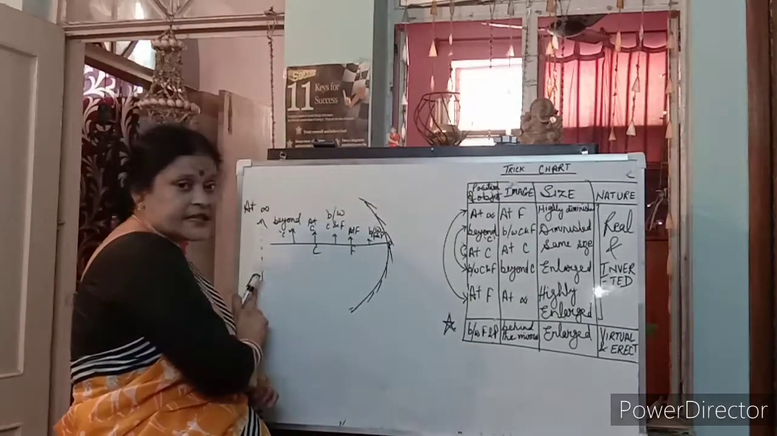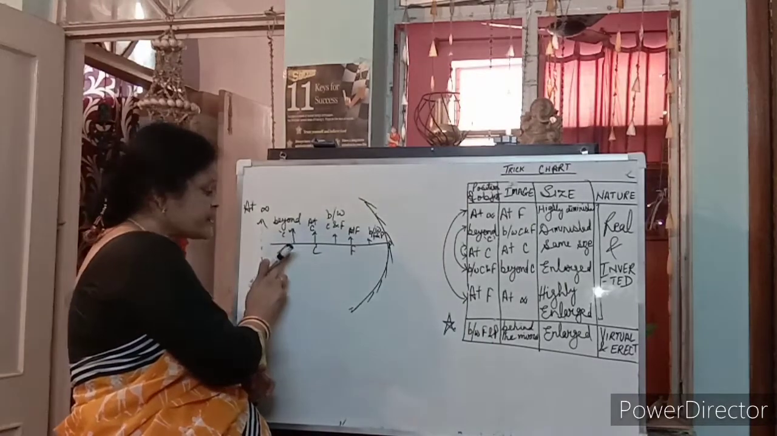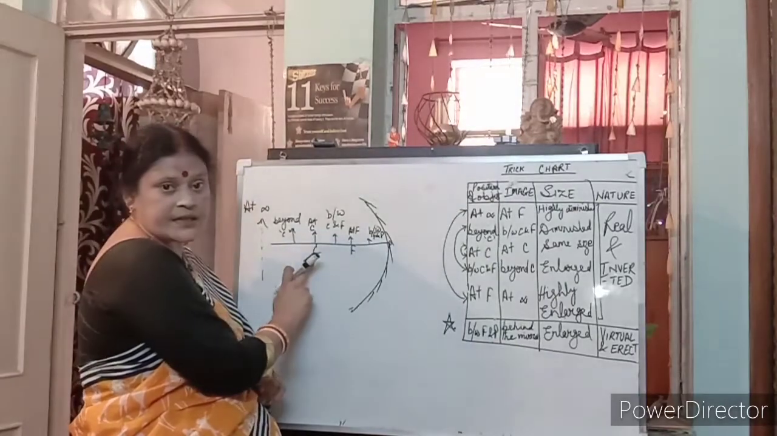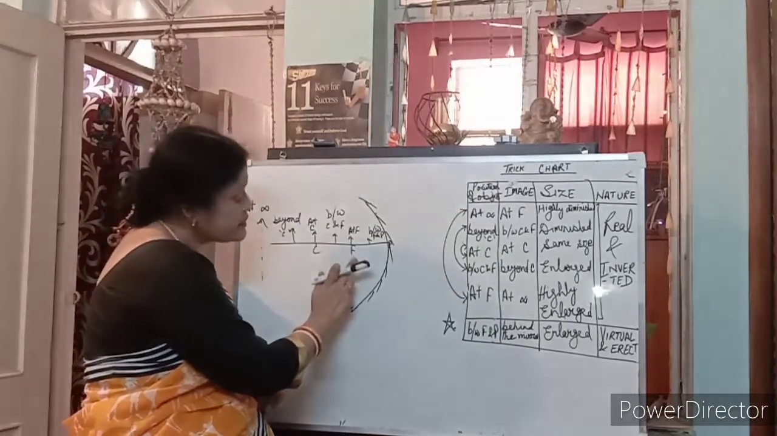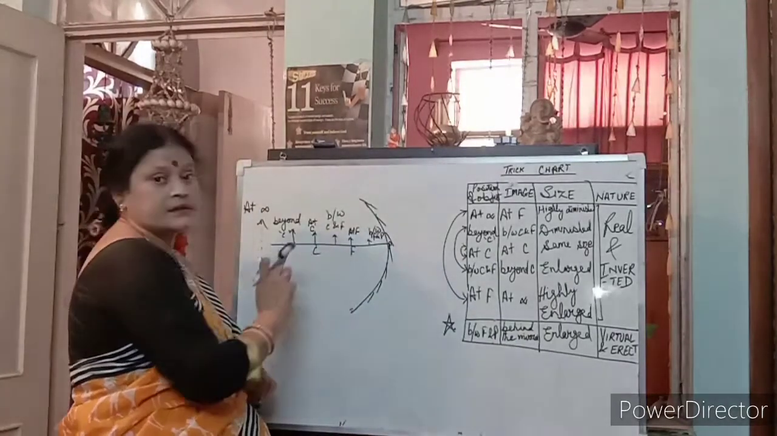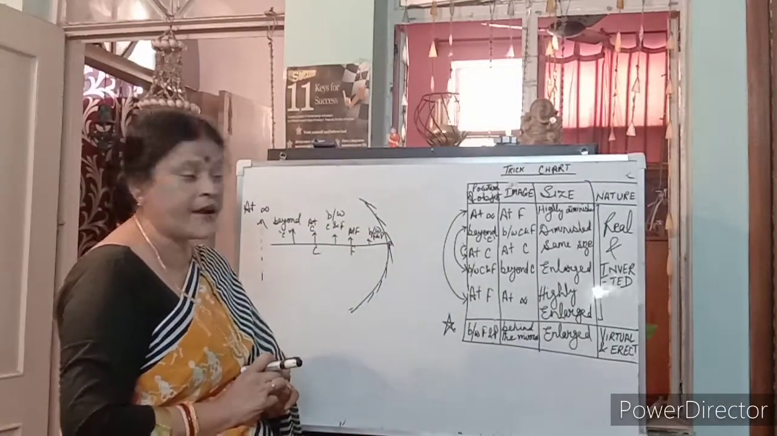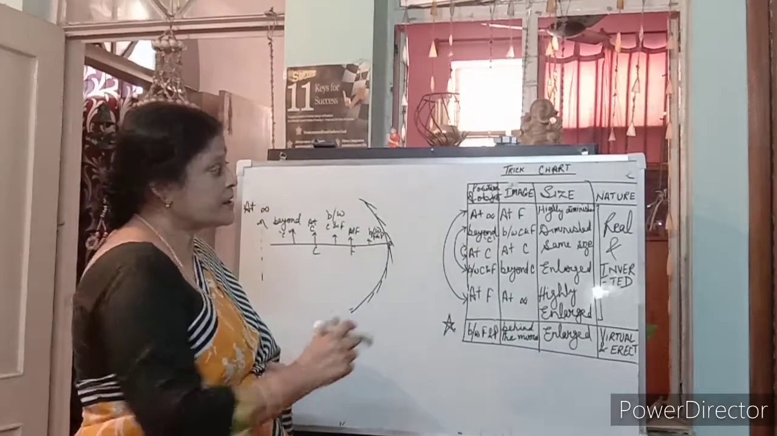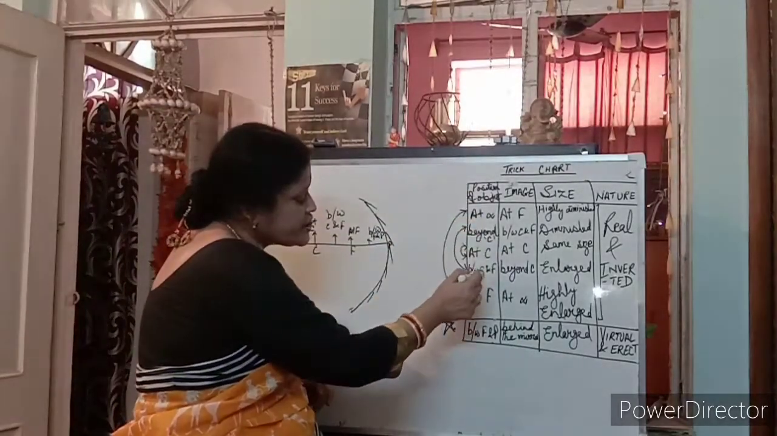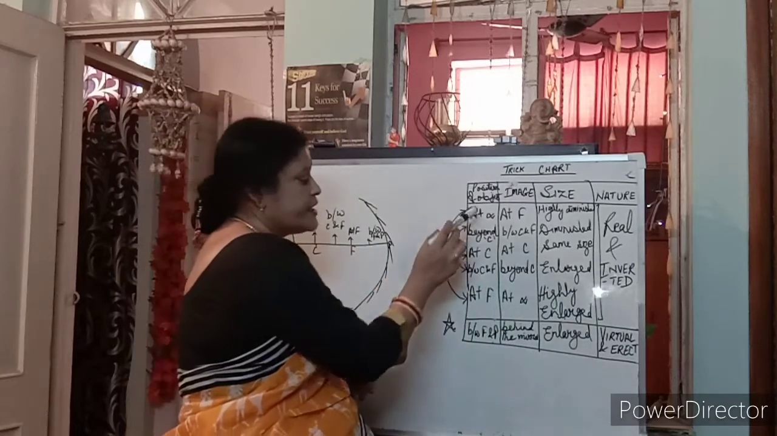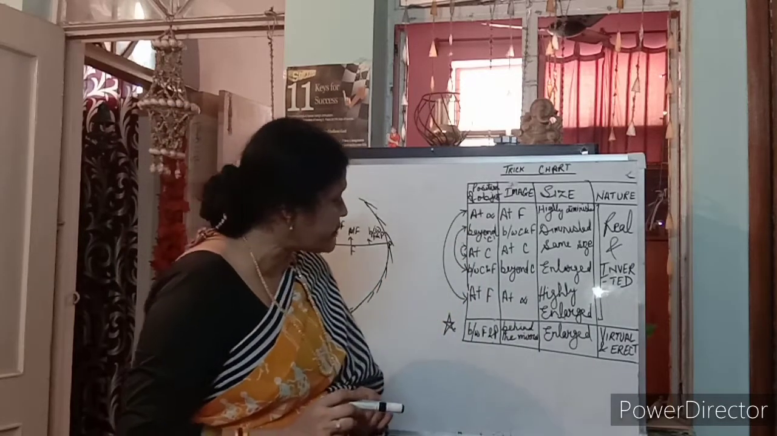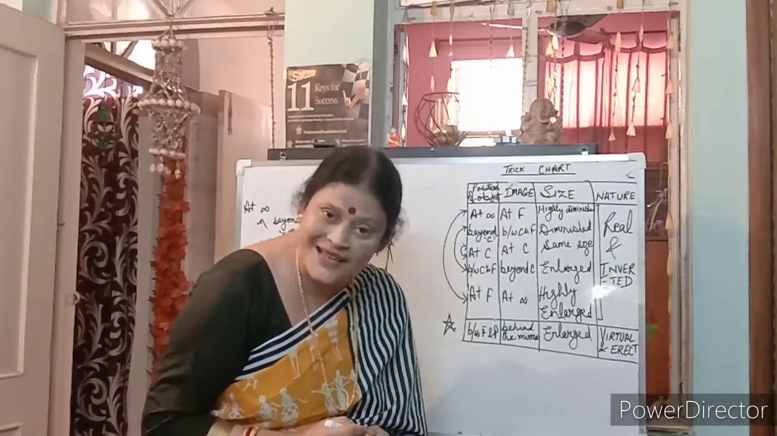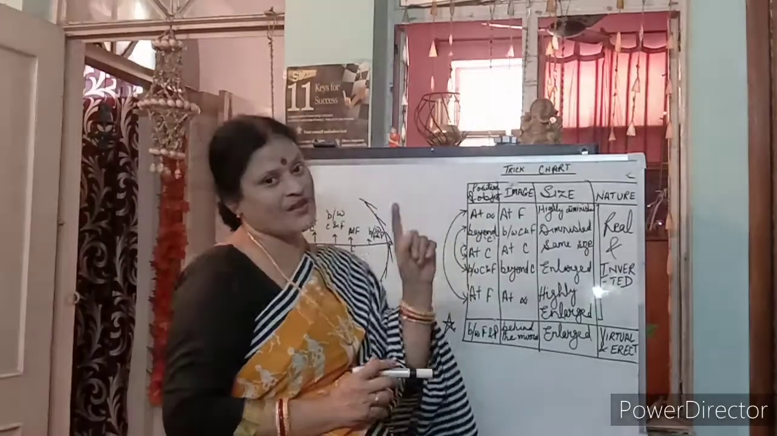First, the object is placed at infinity. Second, beyond the center of curvature, anywhere you can keep, right? Third, at the center of curvature. Fourth, between C and F, the center of curvature and focus. Then at focus, and between focus and pole. These are the positions of the object which I have mentioned here: at infinity, beyond center of curvature, at center of curvature, between C and F, at F, and between F and P. Yes, student? Now there is one trick.